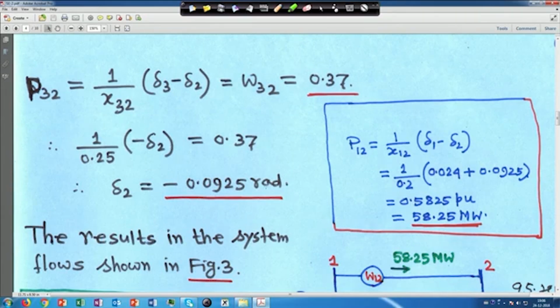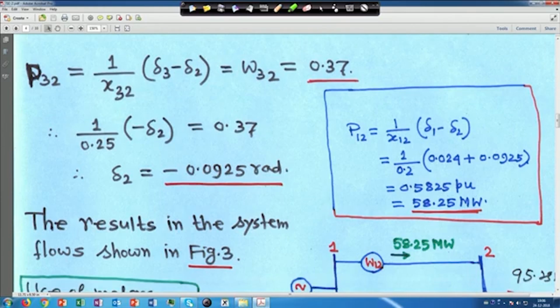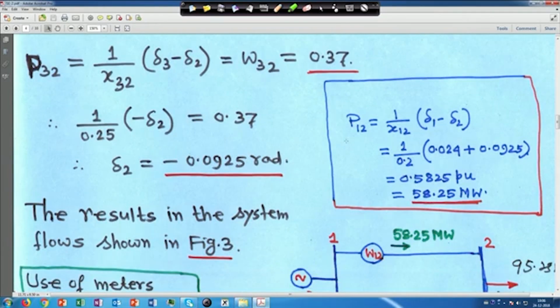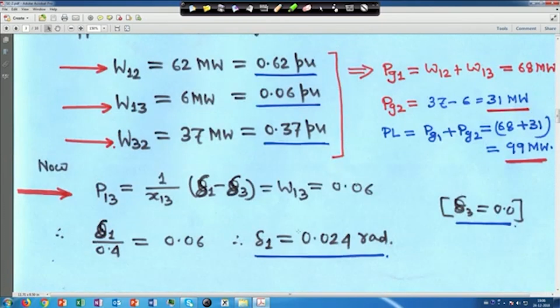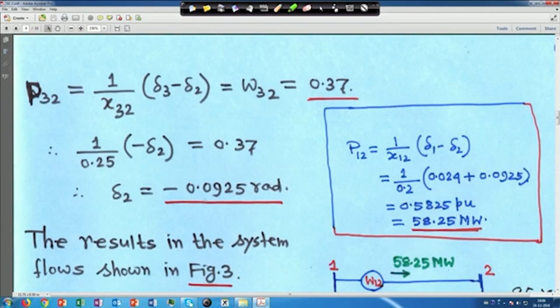With this, we have calculated delta 1 and delta 2: delta 1 is 0.024 and delta 2 is minus 0.0925 radian. Now with this, you can calculate the line flows, that is the power flow in line 1 to 2.